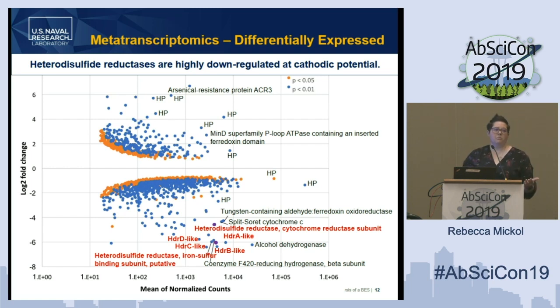And so we wanted to look at what genes were differentially expressed between our two different potentials, so when the electrode's operating as an anode versus when it's operating as a cathode. Basically, I highlighted in red that the most highly expressed genes are a bunch of heterodisulfide reductases. These were initially characterized in methanogens, but in bacteria they're considered to replace the reverse dissimilatory sulfite reductase genes. These genes are down-regulated at a cathode, and now we can start thinking about what metabolism is occurring in our system.